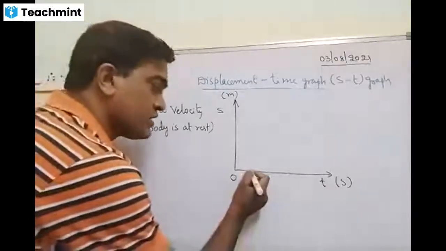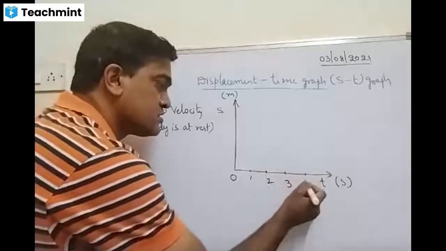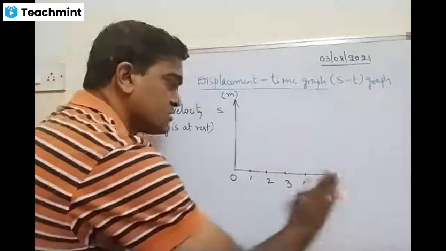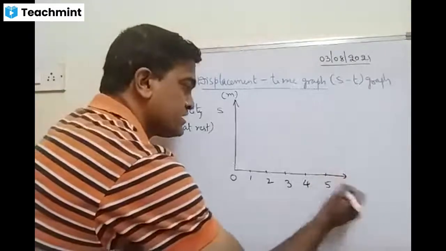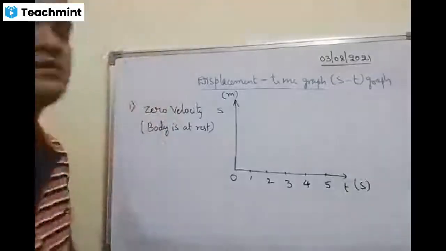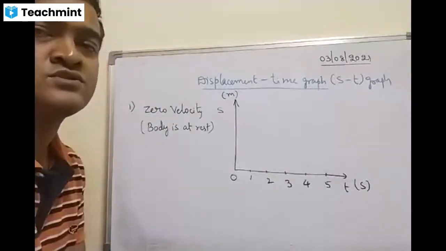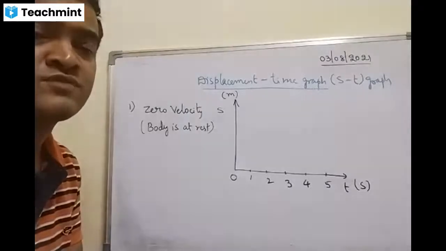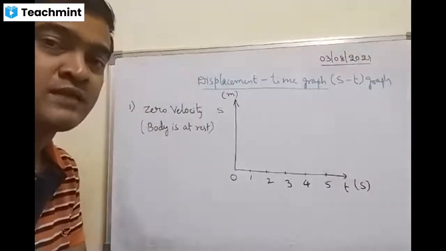Now let me take the coordinates. 1, 2 seconds, 3 seconds, 4 seconds, and 5 seconds. Here time I have taken in seconds. Displacement is not changing, or position of the particle is not changing. So how should I get the graph? But time will change.